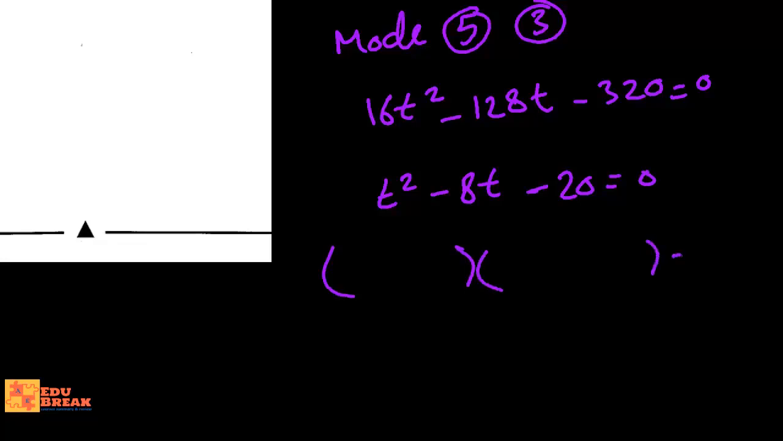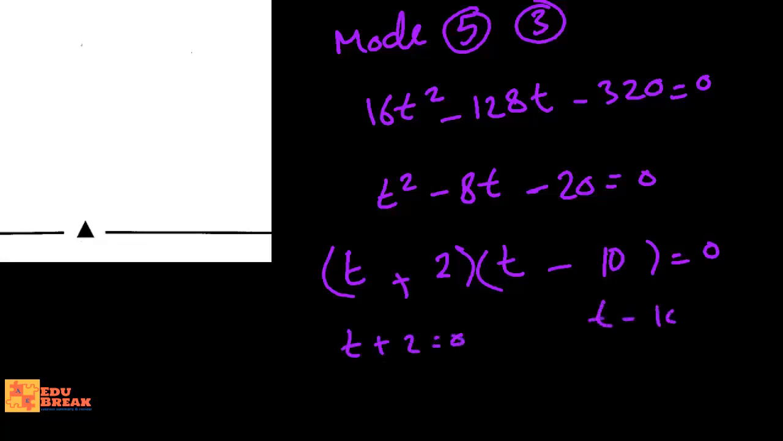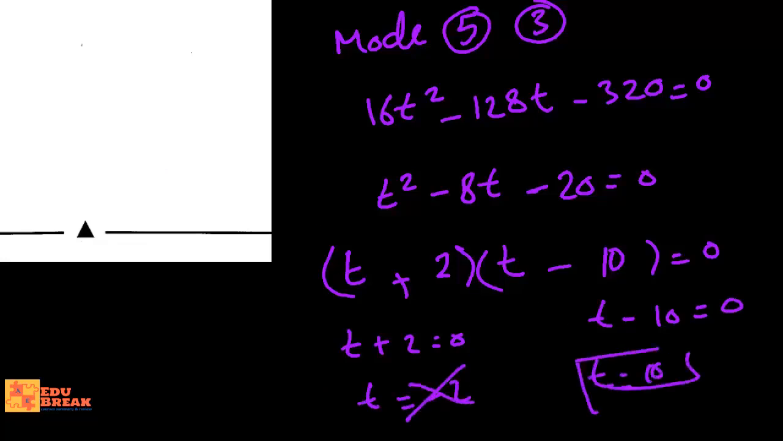Factoring: t and t, two numbers whose product equals 20 and the difference between them equals 8, so it will be 2 and 10, negative and positive. So t plus 2 equals 0, or t minus 10 equals 0. So t equals -2 and t equals 10, and this is the answer, which is C.